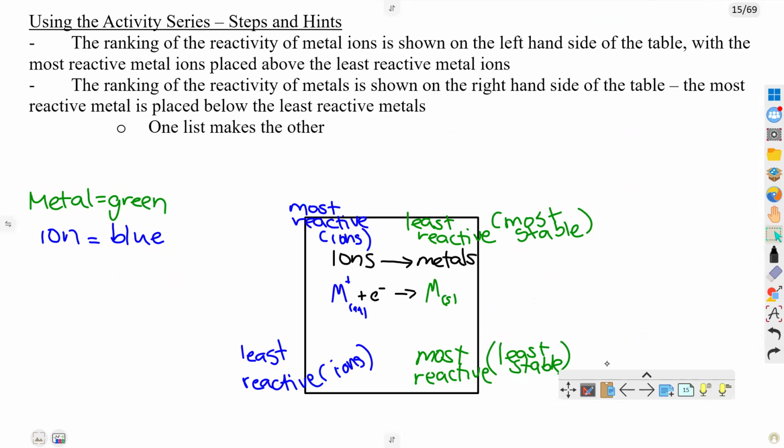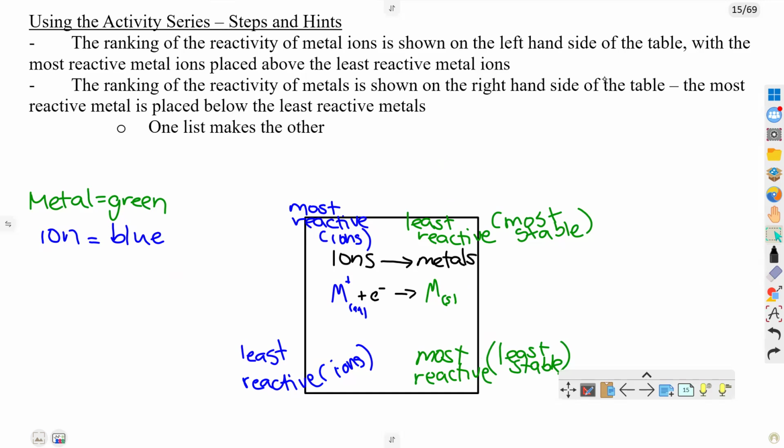So a few little steps and hints, and then in our next lesson video, we'll talk about how we can predict the types of reactions that are happening. But just remember, the reactivity of the metal ions is shown on the left side of the table, with the most reactive being at the top and the least reactive being at the bottom. And then the metals, it's the opposite. The most reactive is at the bottom. The least reactive is at the top. The less reactive you are, the more stable you are. One list makes the other.